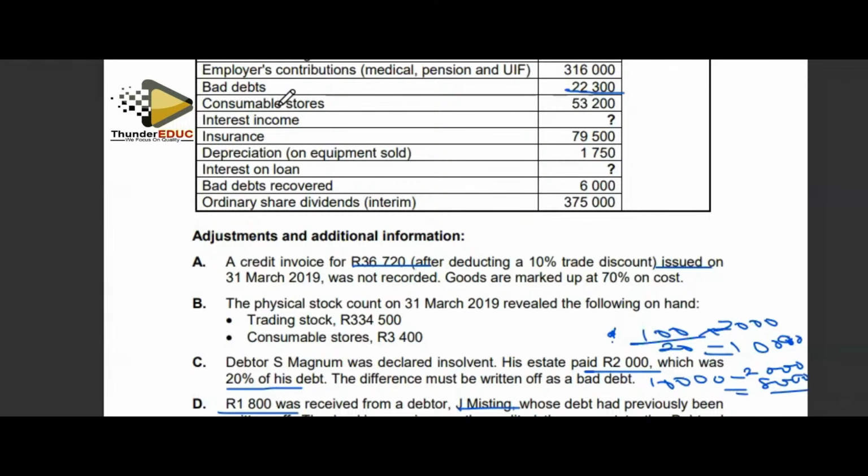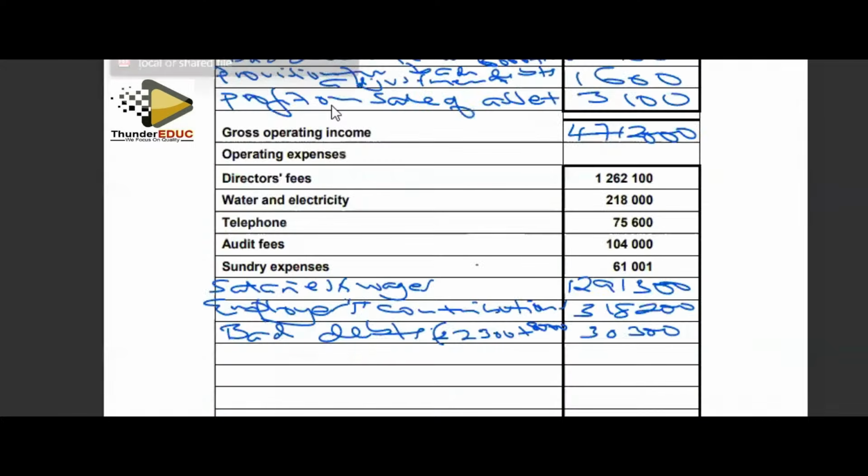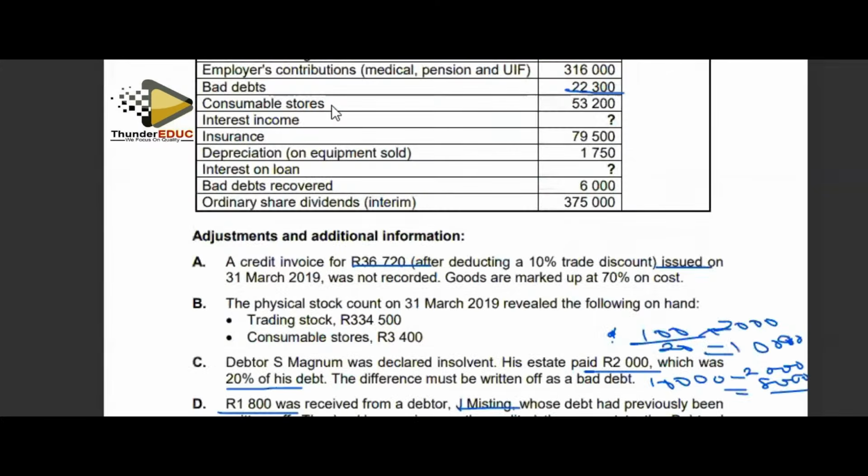So you finish item by item by item. Then I'm going to another expense, which is called consumable stores, okay? Consumable stores, what does this mean? These are things like cleaning material we use in our company, the toilet paper, the tissue, all those things. Now, we have to look at the information. The trial balance says we spent 53,200 on consumable stores, right? So we have to go down and check additional information about consumable stores.